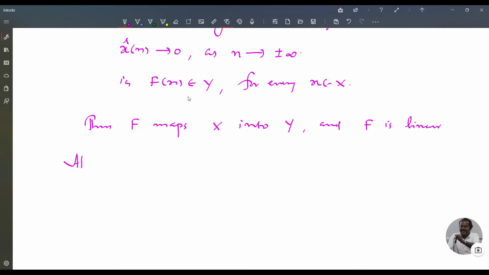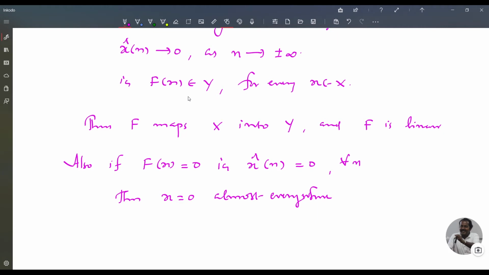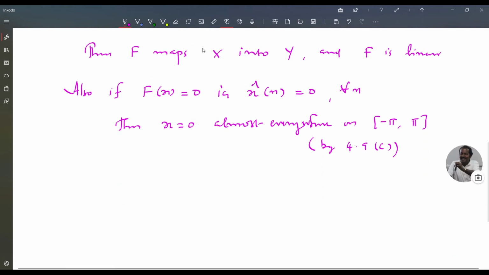Also, if f of x is equal to 0, that is x cap of n equal to 0 for all n, then x equal to 0 almost everywhere on minus pi to pi by 4.9c. Thus, f is injective.